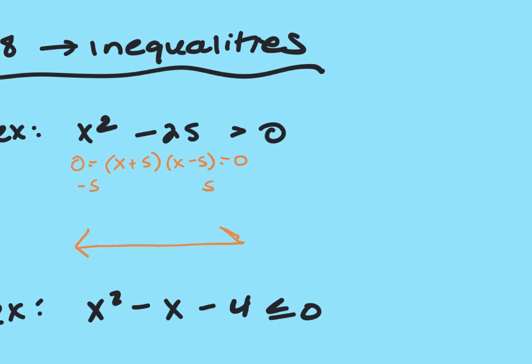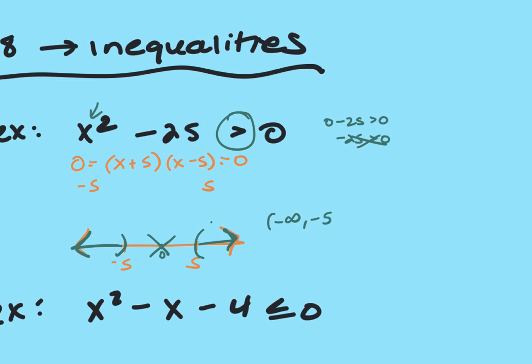And then I'd get negative 5, positive 5. If 0 is not a root, I always choose it. So 0 would be in between here. I plug it in. 0 minus 25 is greater than 0, and negative 25 is not greater than 0. So I cross out the middle, and I use the outer two sides. And because it's not an or equal to here, it gets parentheses. So I get negative infinity to negative 5 and 5 to positive infinity.